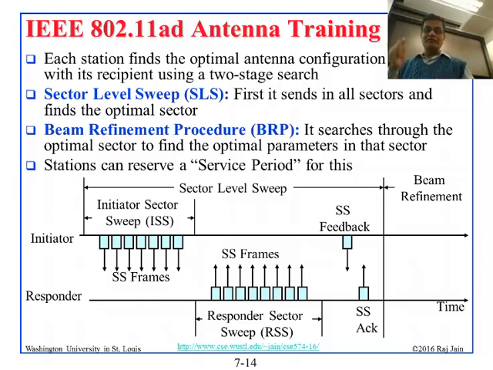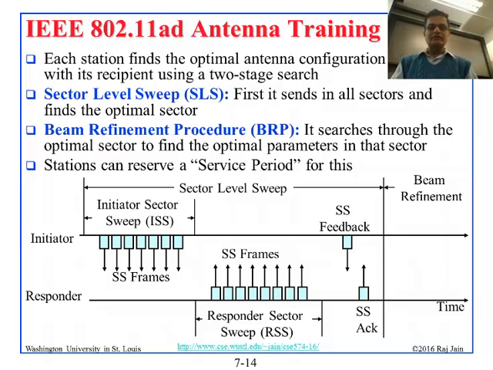Now we have to narrow it down. Right? Antenna training. Each station finds optimal antenna configuration with its recipient using a 2-stage approach. So first we start omnidirectional, then we find out you are roughly in this area, then we go into that area and do exact much narrower. Because if we do much narrower in the beginning, then I have to do a lot of efforts. Right? So I first take big area and then divide maybe 4 and then divide into 4, something like that. So we do in 2 steps.